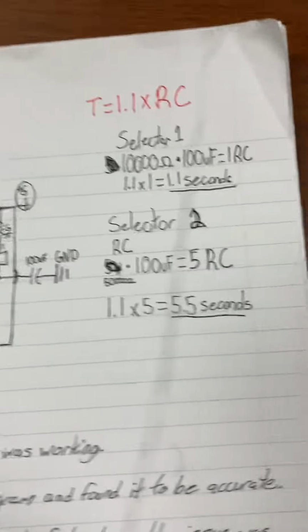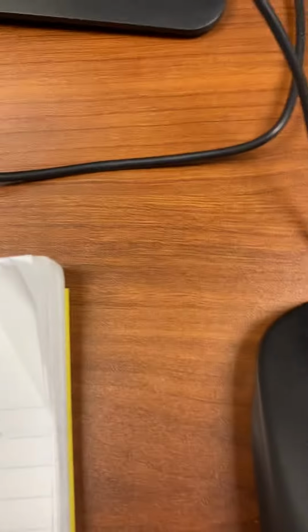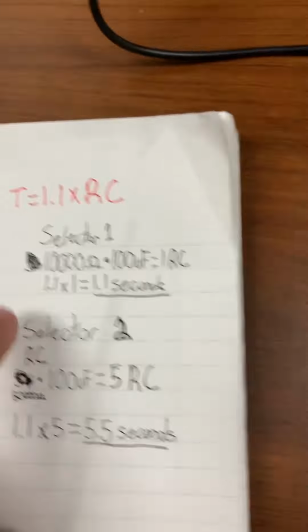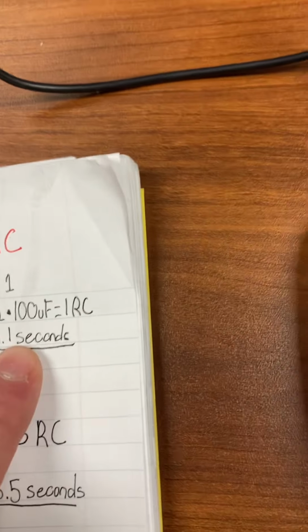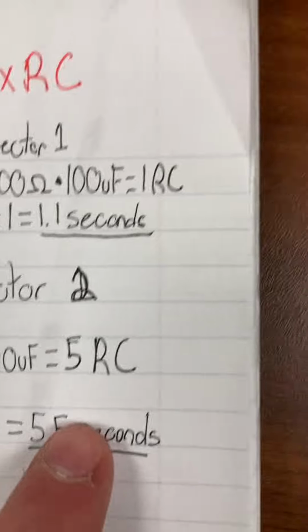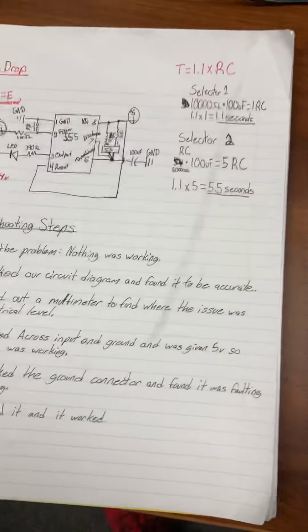So then how we figured out how long the LED should take to turn off, we used the RC time constant. So we've got this here, we get the 1.1 seconds for the first resistor when it's just switch 1 that's turned on. But when switch 2 is turned on, we get 5.5 seconds. So we had a problem with our circuit, so our other lab partner is going to show you how we figured that out.